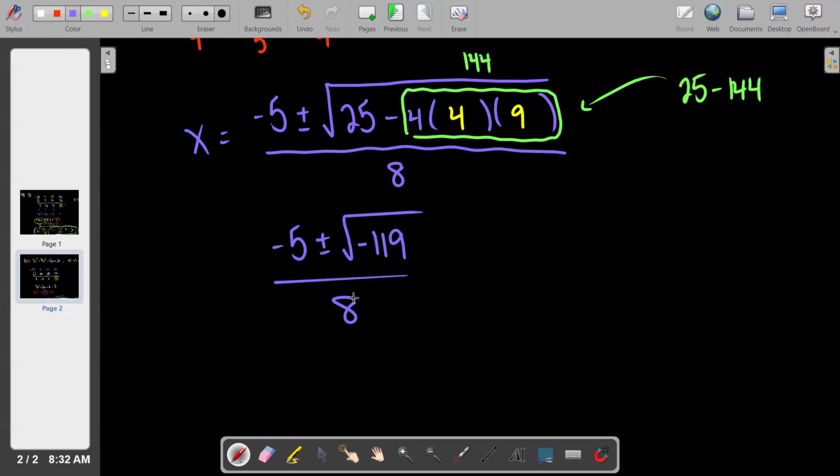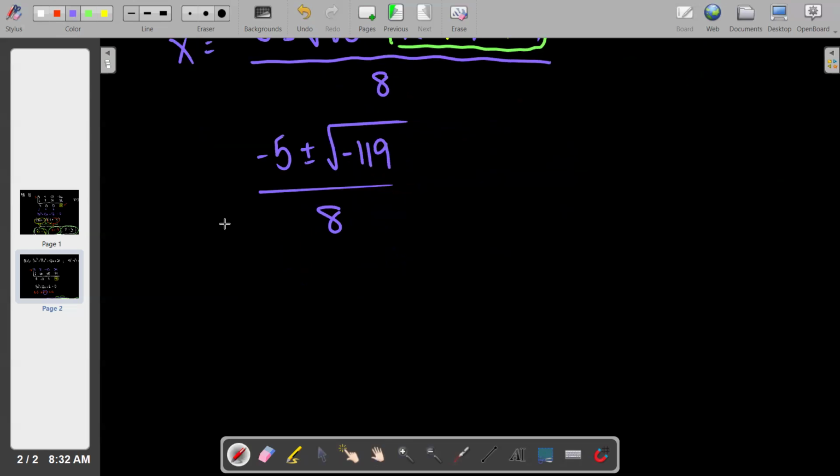And at this point, you could sit there and mess around with numbers all you want. You're not going to find any way to break down the square root of 19. So this answer is actually almost ready to go. The final answer would be x equals -5 plus or minus i root 119 all over 8. And again, in future lessons, there would be a comma here and another answer that you would have obtained earlier. But that's not what today's assignment will be. Or tomorrow's at this point.